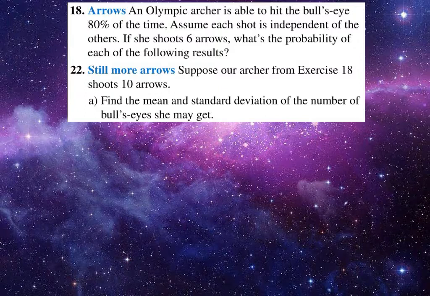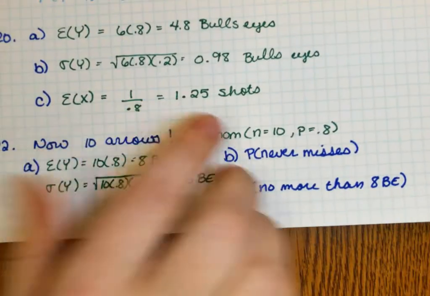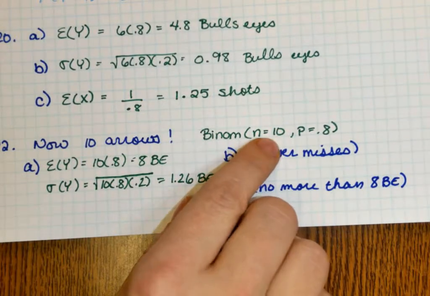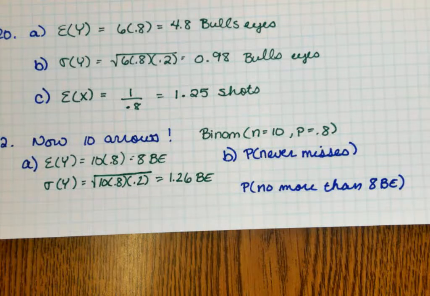Did you get A done? Geometric or binomial? Binomial. We have a set number of trials. Please, please, please, we have changed something here, so you need to indicate that your distribution has changed. Now we're centered with N trials, 10. So again, your labels should have been bullseyes. It should have been 8 bullseyes for your expected value, 1.26 for your standard deviation.